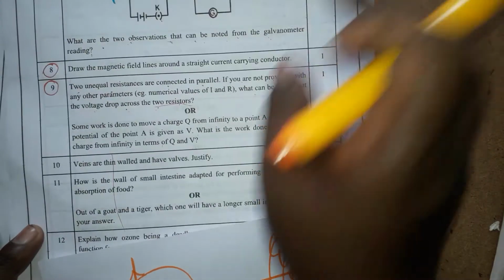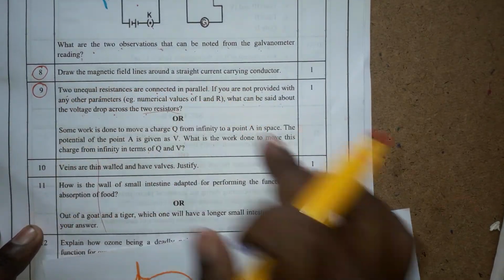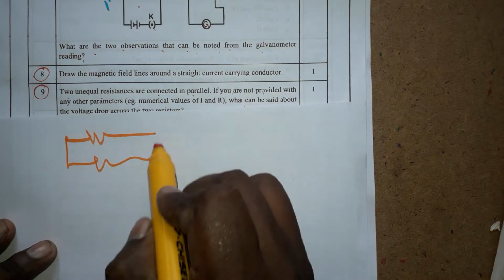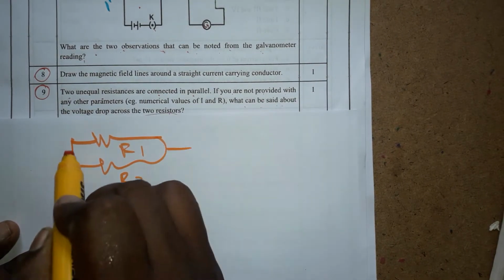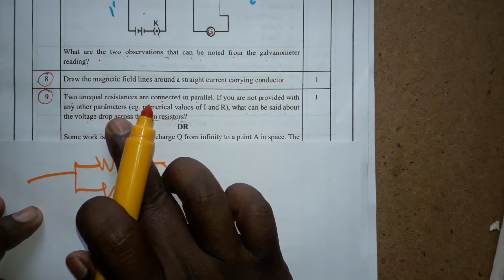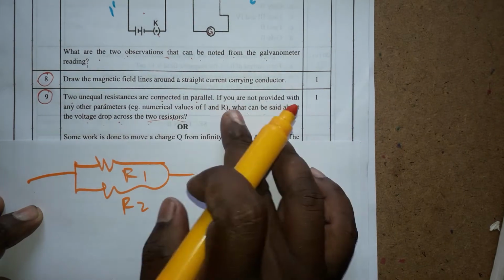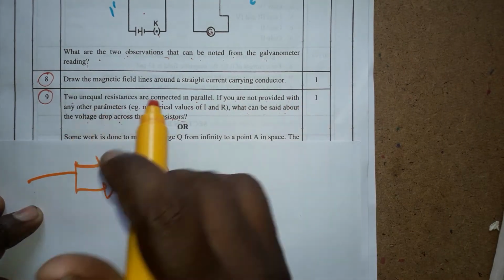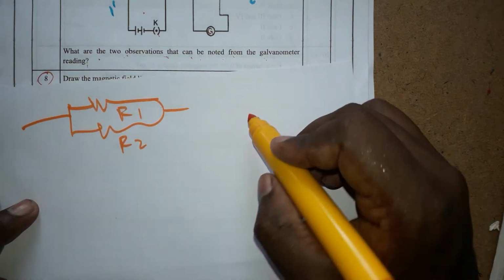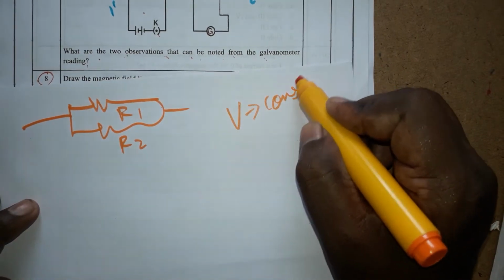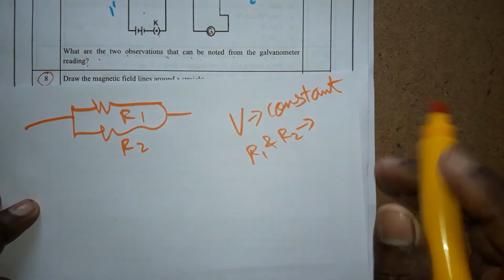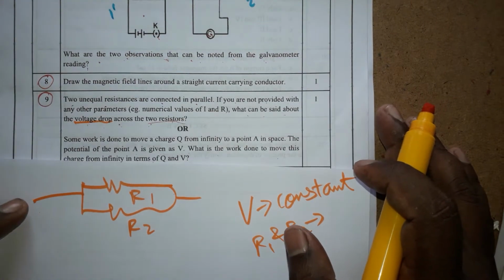Next, two unequal resistances connected in parallel, R1 and R2. If you are not provided with any other parameter, that means no current or resistance is provided, what can you say about the voltage drop? They asked only about voltage, it's a very simple question. Voltage in parallel is constant, so R1 and R2 have the same voltage, okay.